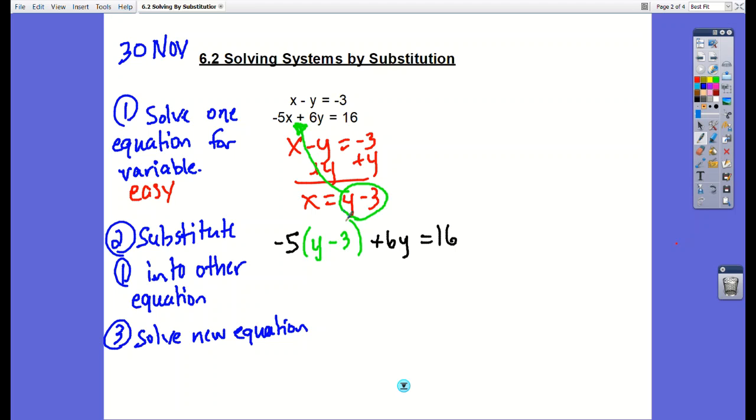Felix, what would be the first thing you do when you're solving this equation? Just the first step. Well, I would expand the brackets. Okay. So what would that look like? So that'd be negative 5y plus 15 plus 6y equals 16. So we then go. Hold on. Lily, what would you do next? You would add the 6y and the negative 5y. All right. So we get y plus 15 is 16.